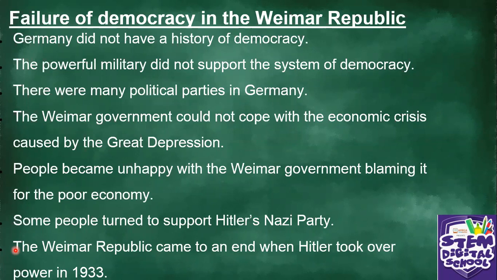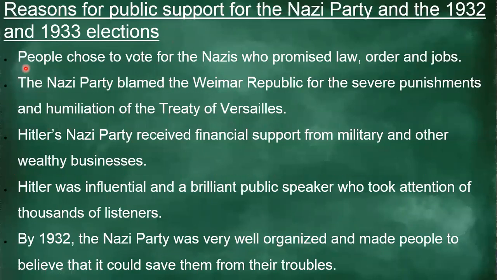So all of these points are showing you the failure of democracy in the Weimar Republic, how it lost support from the public, from its people. And people started to support what? The Nazi party, okay. All right, we proceed. So what were the reasons for public support for the Nazi party?